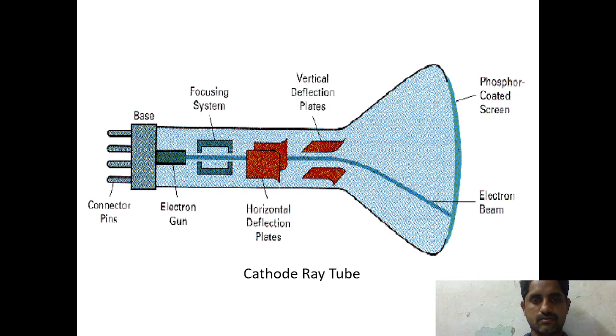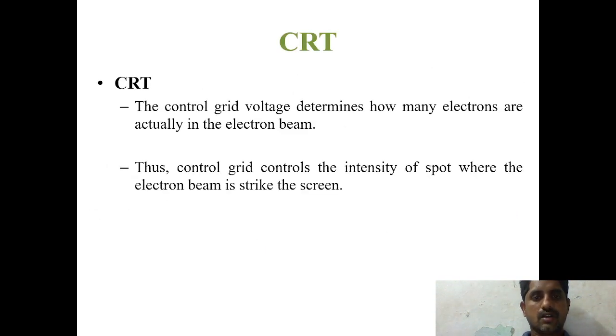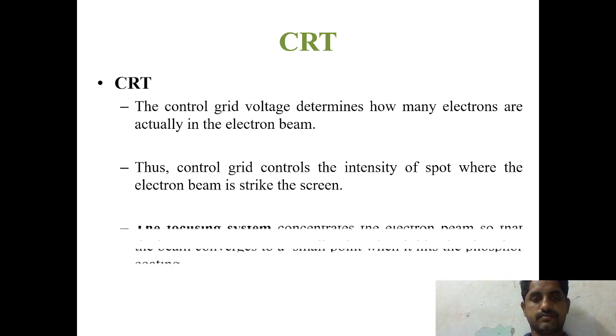The control gate voltage determines how many electrons are actually in the electron beam. The control gate controls the intensity of the spot where the electron beam strikes the screen. So the control gate controls the intensity of the beam at the time the electrons are produced. In that way, the control gate controls the intensity of the particular electron beam, which then strikes the screen.